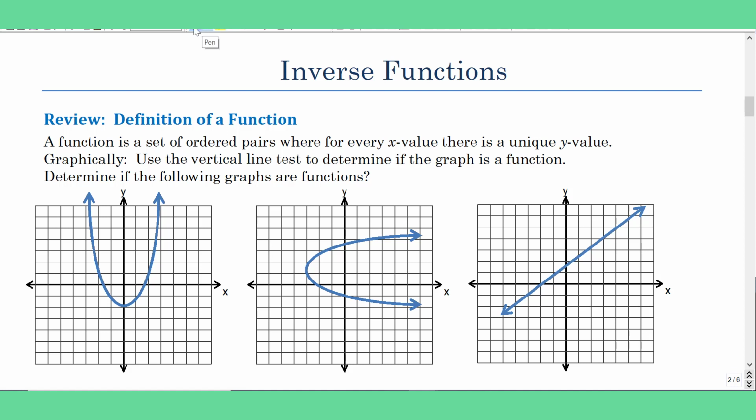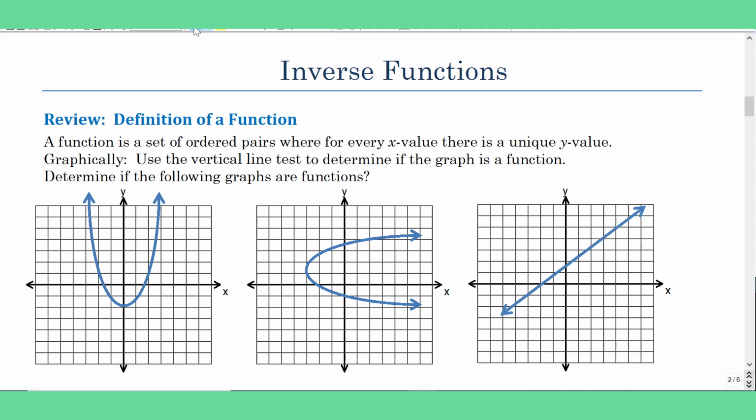In this video, we will be looking at inverse functions. We're going to find out what inverse functions are, how to find the inverse of a function, and how to graph inverse functions. But let's just start out with a review.